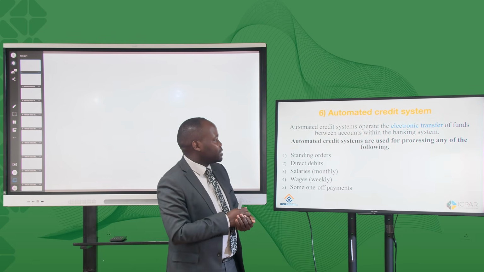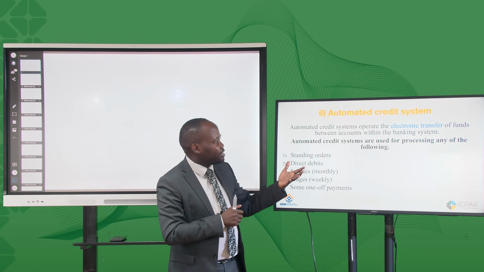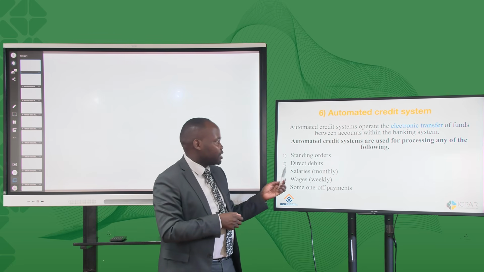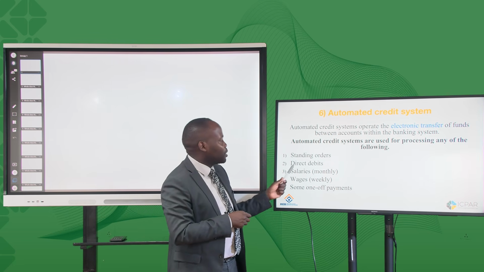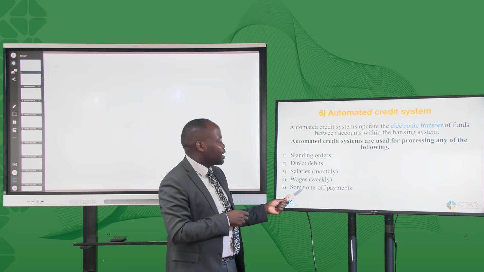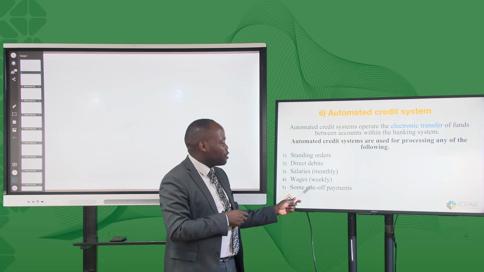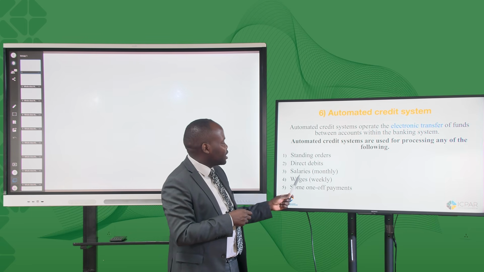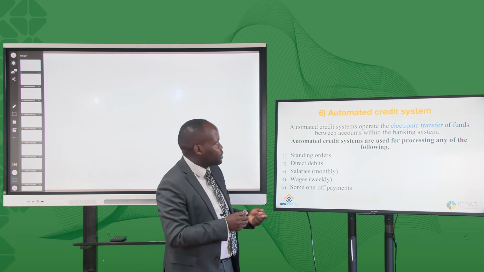Automated credit payment systems. Which are the systems that we can automate? How can we make payments directly through a system? We can use standing orders, we can use direct debits, and we can use it to pay salaries, wages, and some one-off payments. In one-off payments, we can have direct debits. Standing orders can be used for salaries and wages.